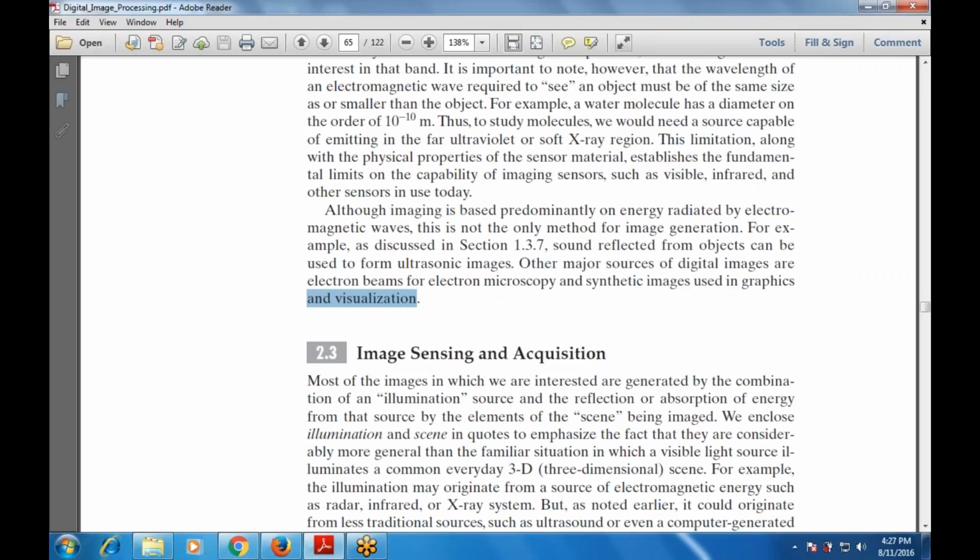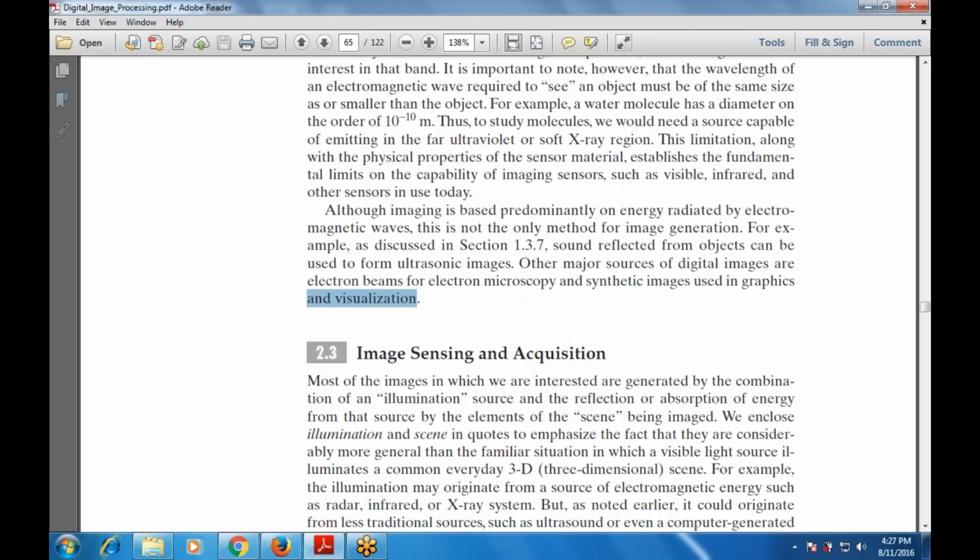Next is image sensing and acquisition. Most of the images in which we are interested are generated by the combination of an illumination source and the reflection or absorption of energy from that source by the elements of the scene that is being imaged. So that is image sensing and acquisition, used with the illumination source and the reflection or absorption of the energy from that source.